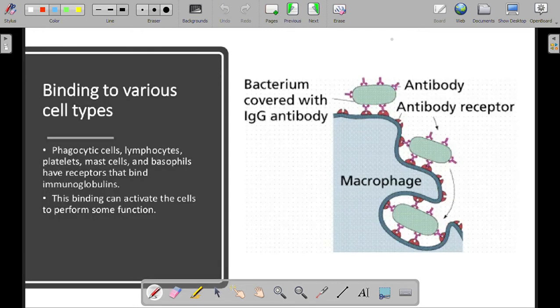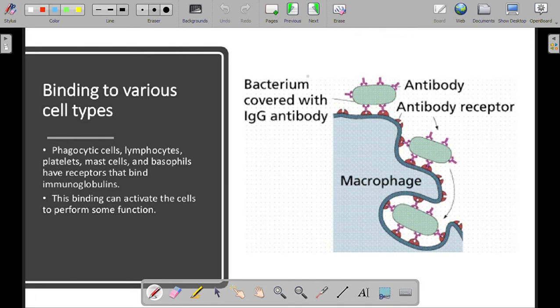So, binding to various cell types. Phagocytic cells, lymphocytes, platelets, mast cells, and basophil cells have receptors that bind to immunoglobulins. This binding can activate the cell to perform some functions.